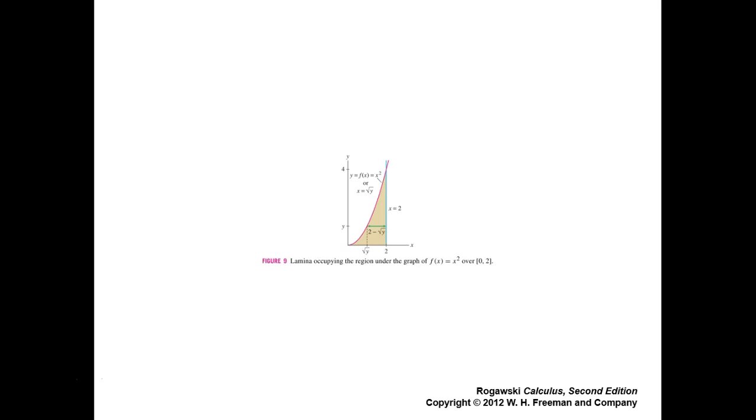Okay, so anyway, let's go. Here's example 2. Find the moments and the center of mass of the lamina of uniform density delta occupying the region underneath the graph of y equals f of x equals x squared, and above the x-axis for 0 less than x less than 2. So here's what you got there.